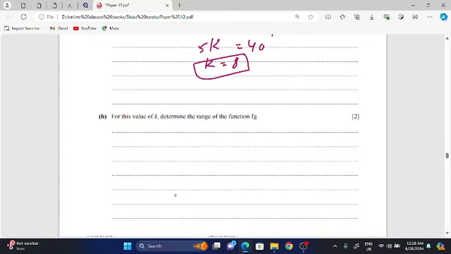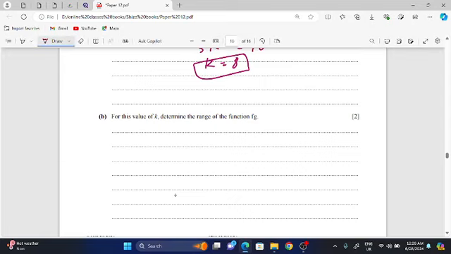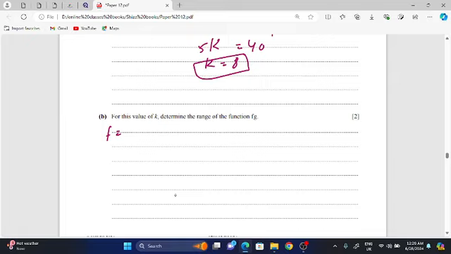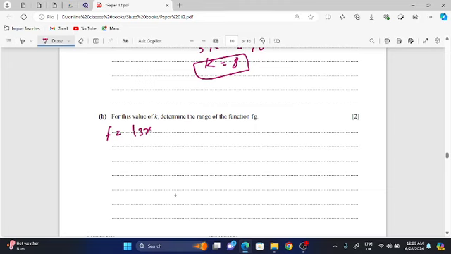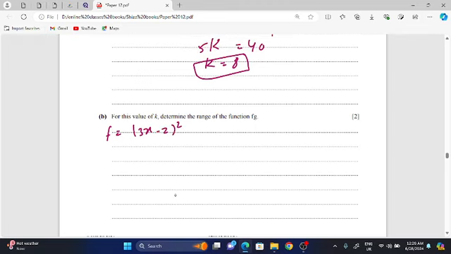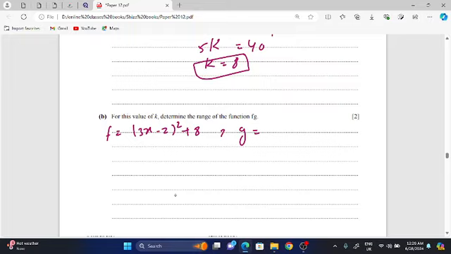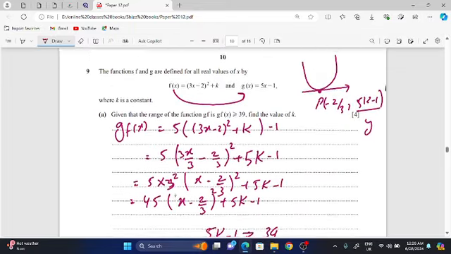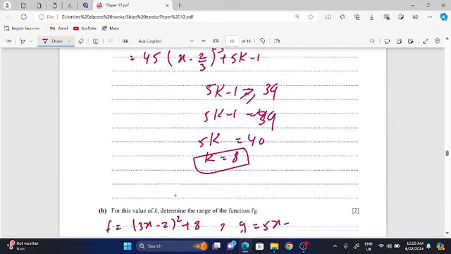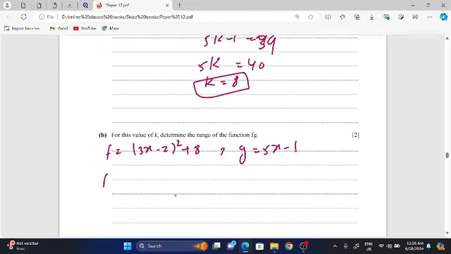Second, for this value of k, determine the range of f of g. Here the author is saying you need to use that value of k to find the range of f of g, not g of f. So first of all, write down the expressions of f and g. Your f is (3x - 2) whole square plus k, which was 8, and your g is 5x minus 1, and you need to find fg.